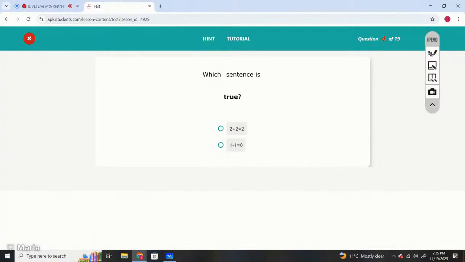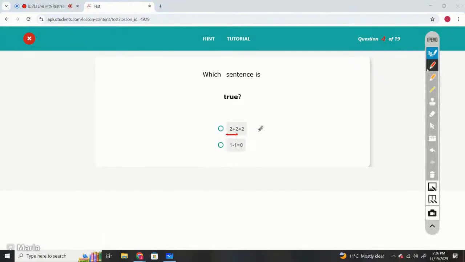Which sentence is true? 2 plus 2 equals 2 and 1 minus 1 equals 0. So which is the correct option? Okay, start with the first one. 2 plus 2 is 4 and 4 is not equal to 2, right? So that isn't the correct one. Now look at the second one.